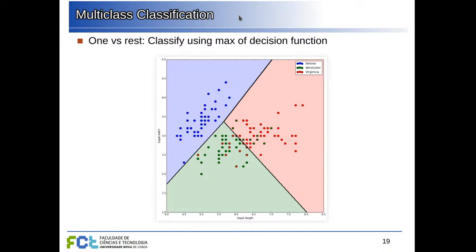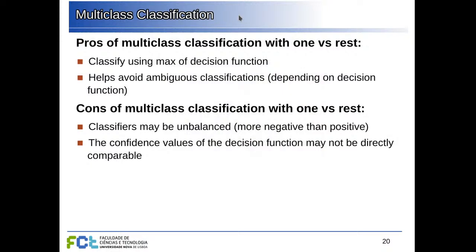So this is the most used approach when adapting binary classifiers, ones that separate the space of features in just two parts, and adapting them to multiple classes. The advantage is that since we are classifying using the maximum of the decision function, we don't have those ambiguous regions because we have this continuous value here. Of course, we need classifiers that give us this continuous value for the decision function.